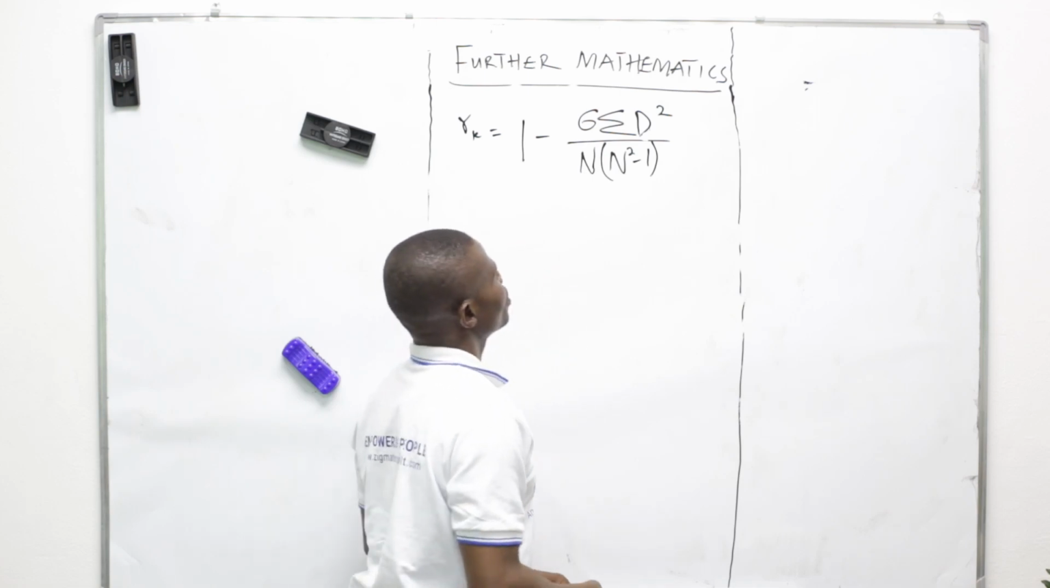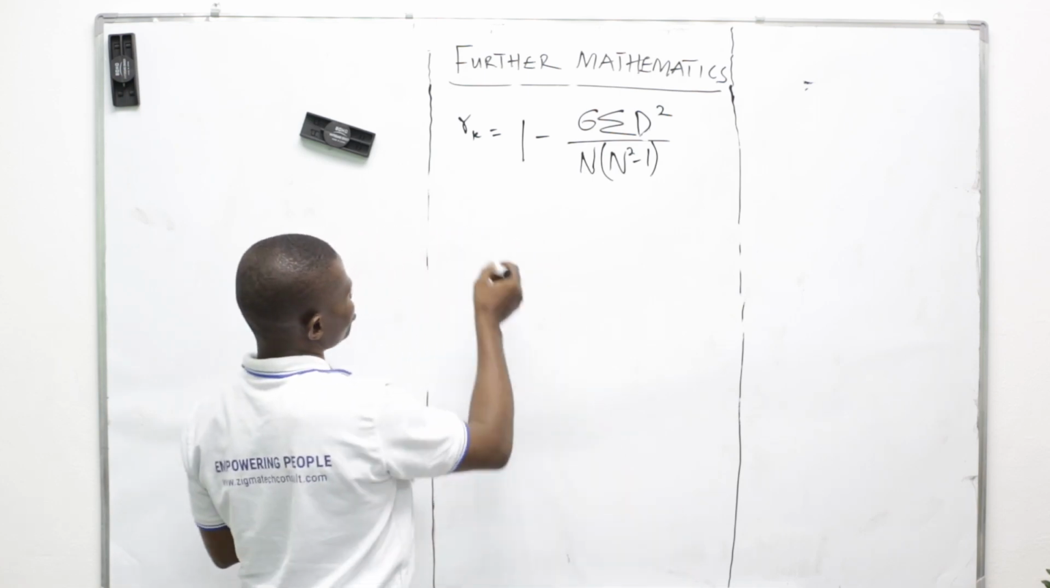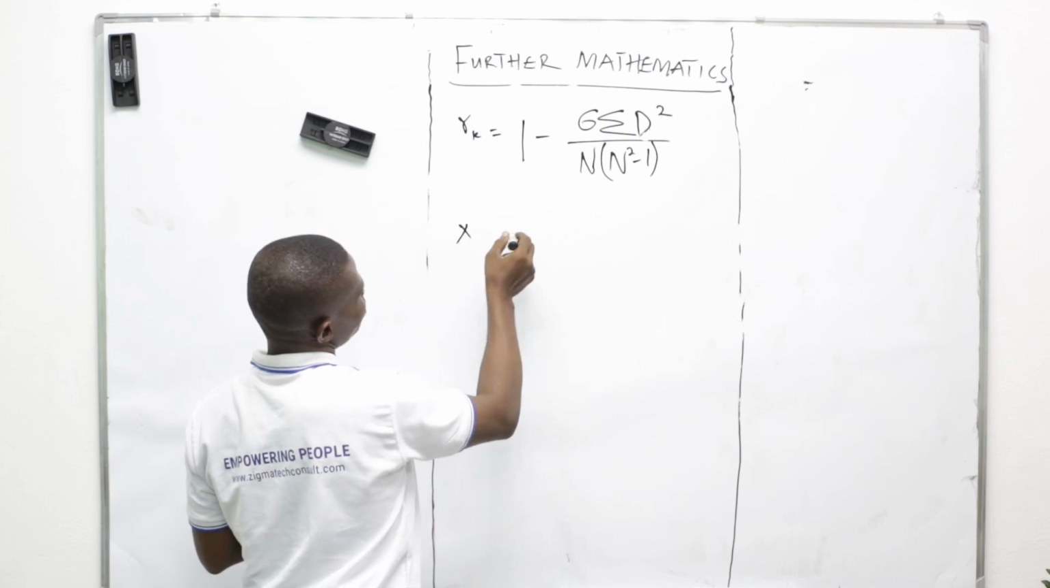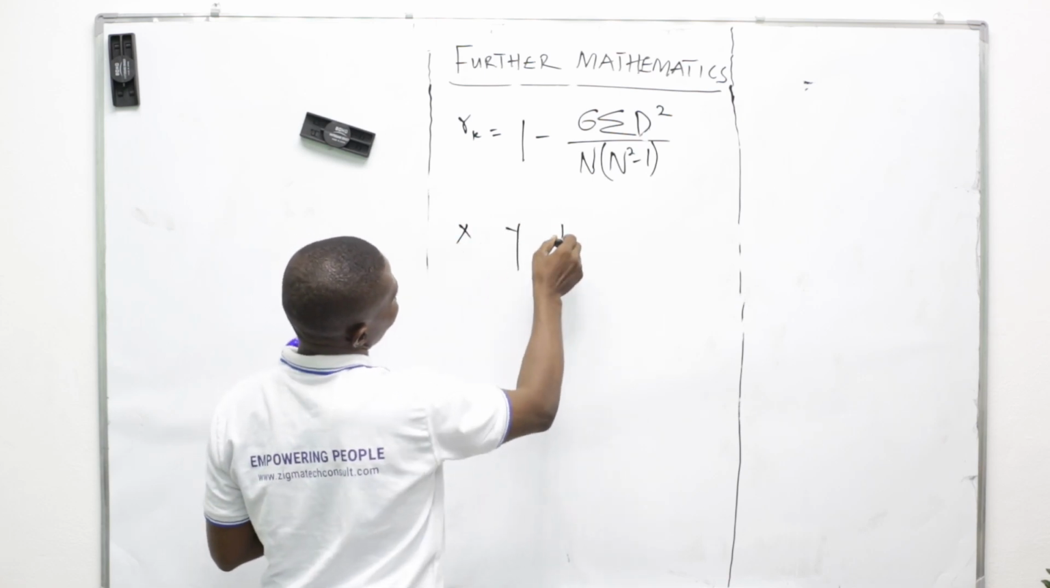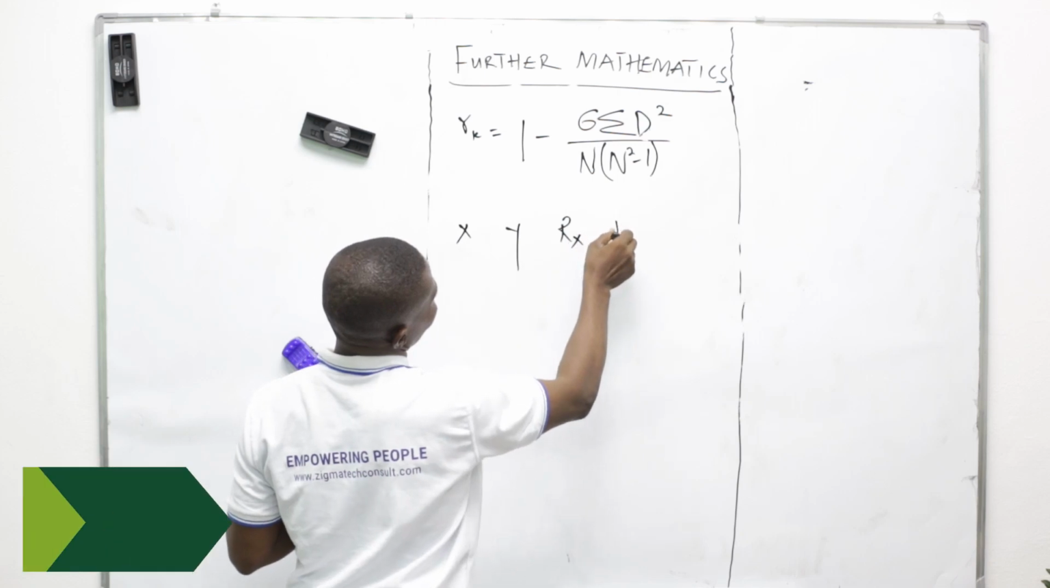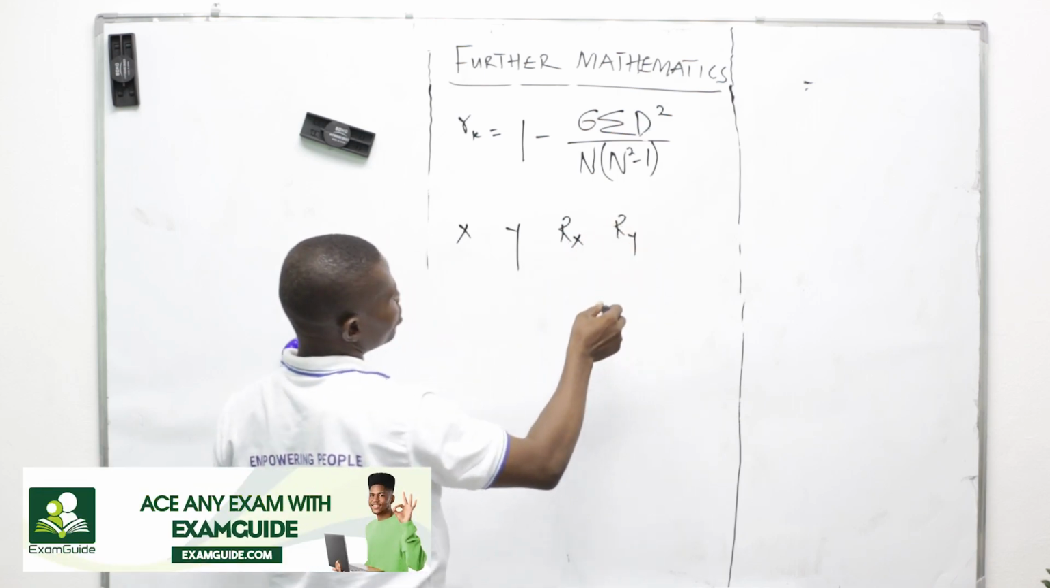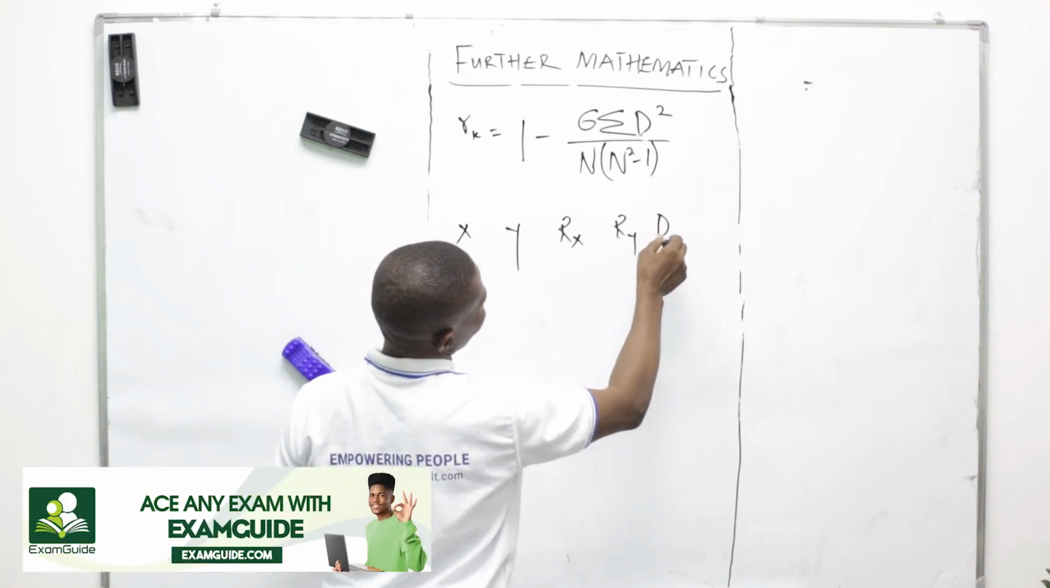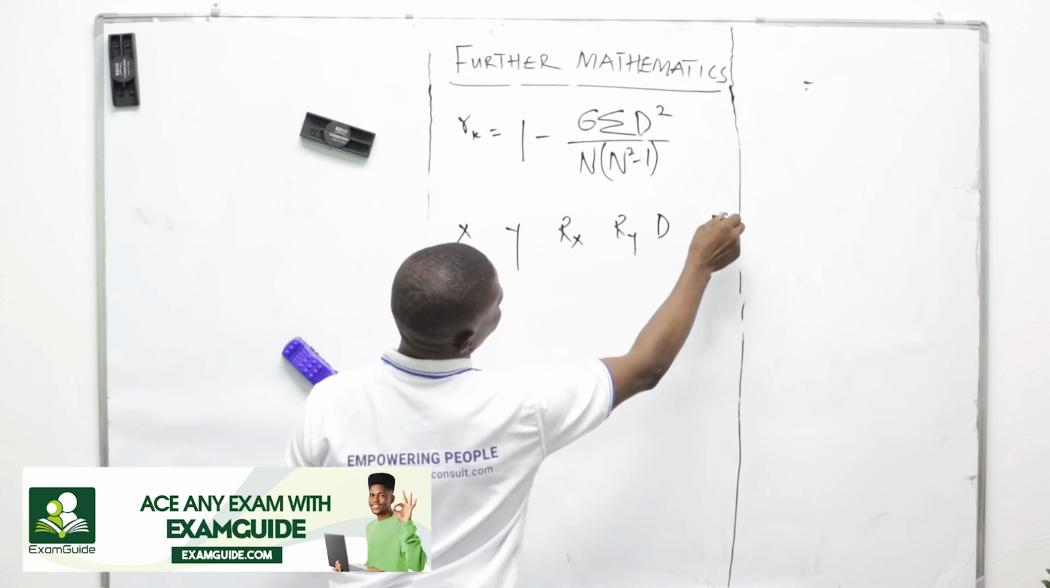That is, our n here is 8. Okay. We're going to write down x, then y, rank of x, rank of y, then our d, then d squared.